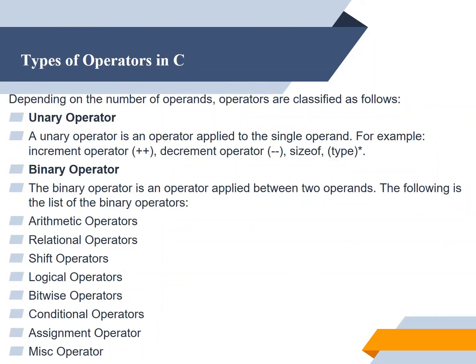There are different types of operators. First, unary operators, then binary operators. Unary operators are the increment operator, decrement operator, sizeof operator, and typeof operator. Unary operators are those operators which perform an operation on a single operand, whereas binary operators are those which perform an operation on two operands. So binary operators are arithmetic operators, relational operators, shift operators, logical operators, bitwise operators, conditional operators, and assignment operators, along with miscellaneous operators.